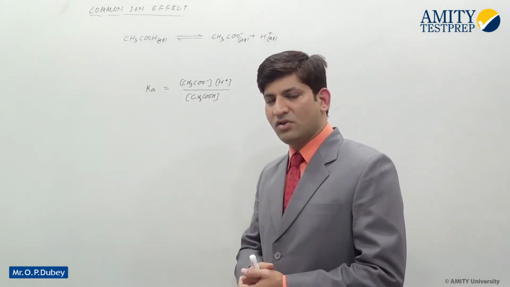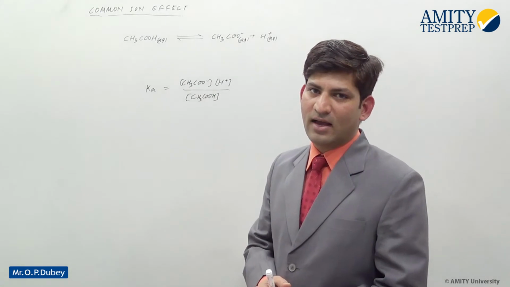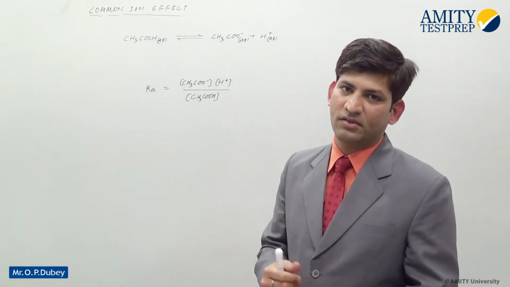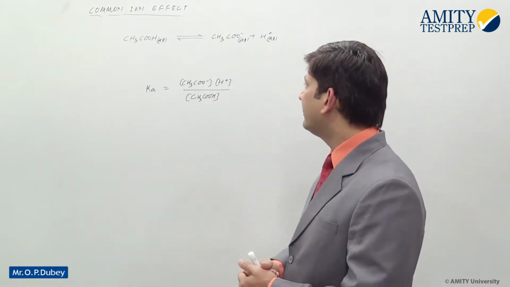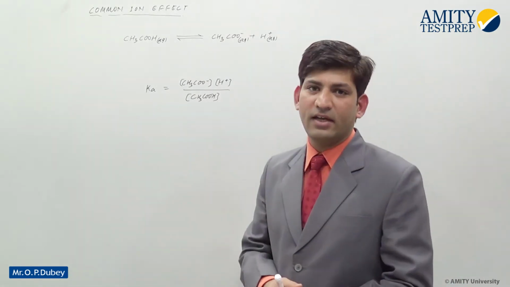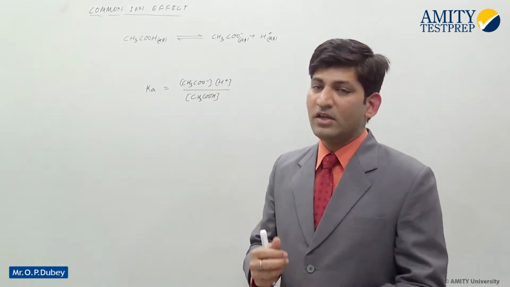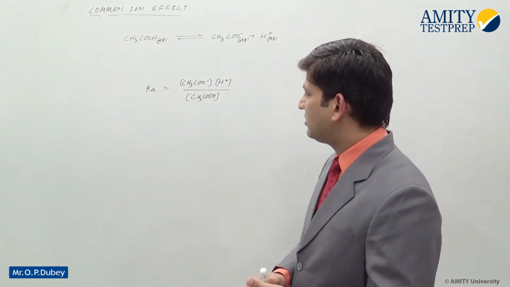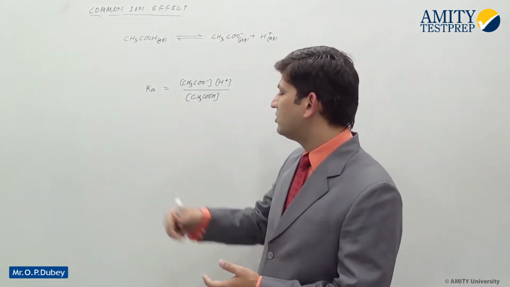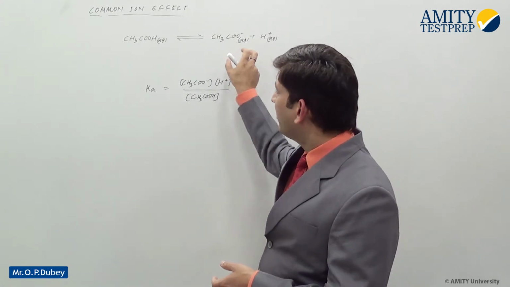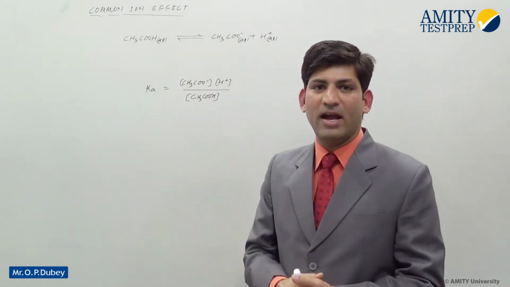If any strong electrolyte containing either acetate ion or H plus ion is added in the solution, to keep the Ka, the dissociation constant, constant, the equilibrium must shift towards the backward direction.